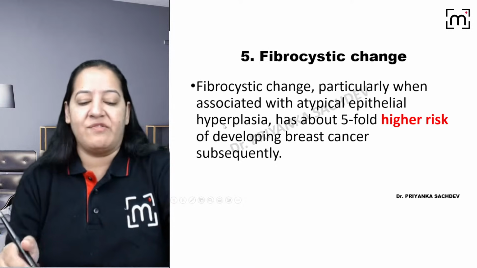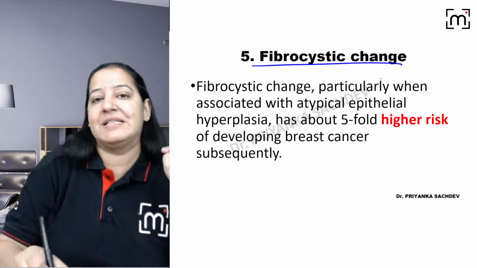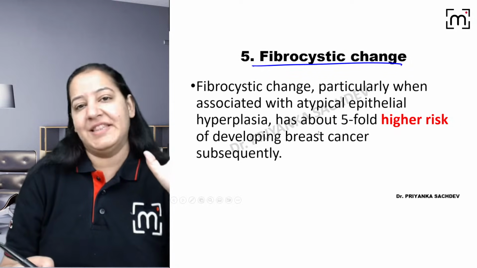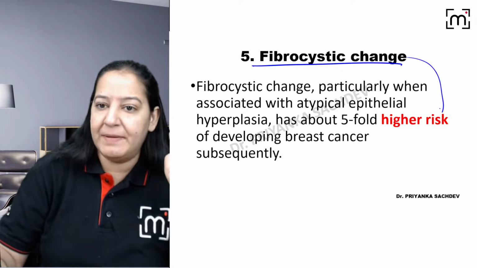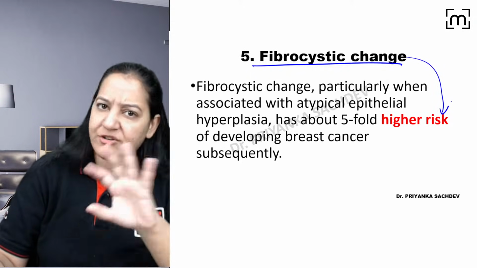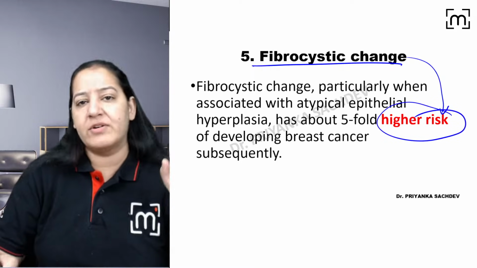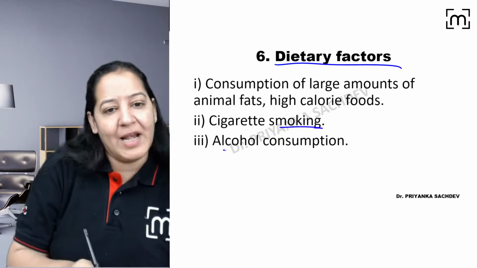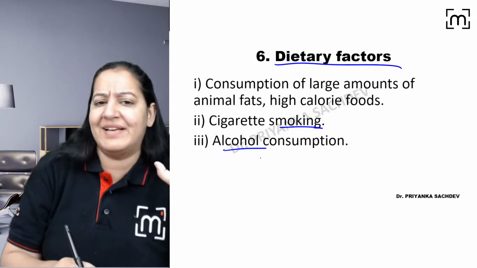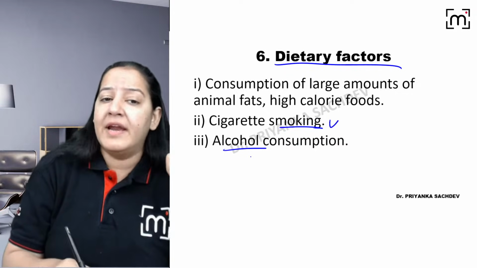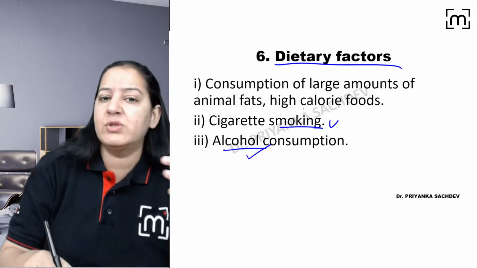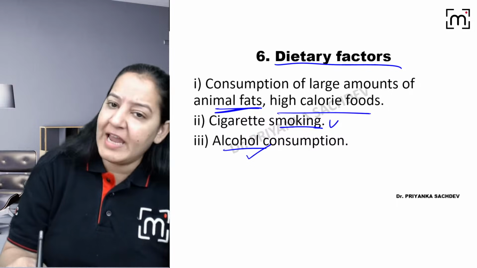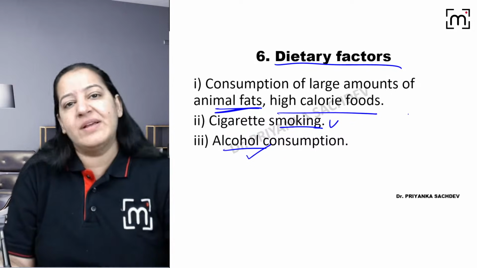So coming to the next risk factor. The next risk factor is fibrocystic disease. Fibrocystic disease is a benign disease in the breast. If the lady has this benign disease in the breast for a year and she is not taking treatment for that, she is increasing the risk of breast cancer in the future. Dietary factors, as someone was saying, smoking and alcohol are risk factors for breast cancer to a lesser extent. The ladies who smoke, who drink alcohol, and who consume large amounts of animal fats, non-veg and high calorie food, and are obese, increase the risk of breast cancer.